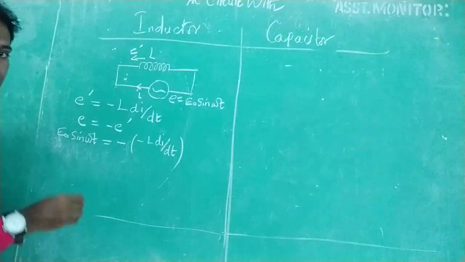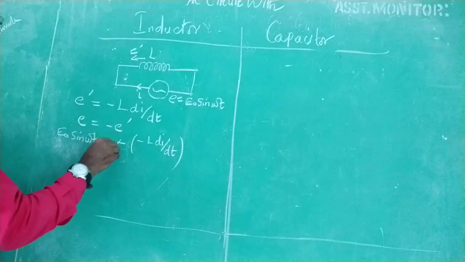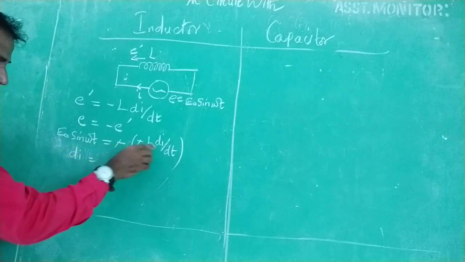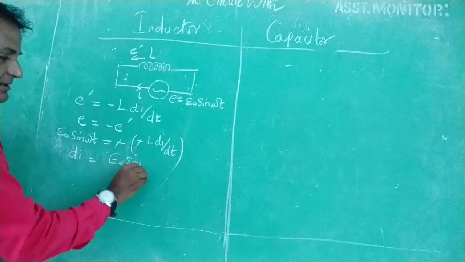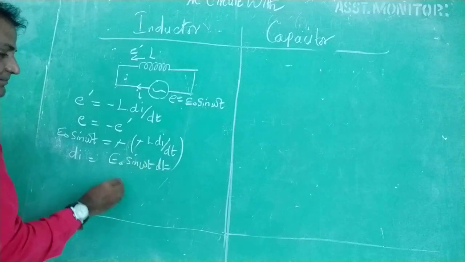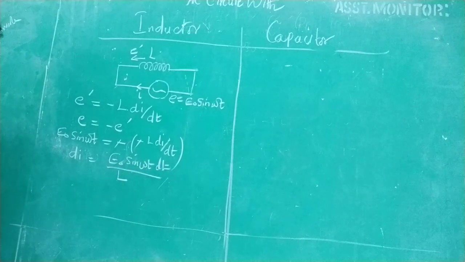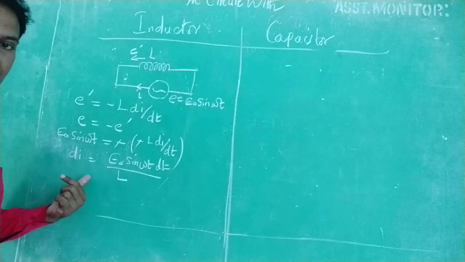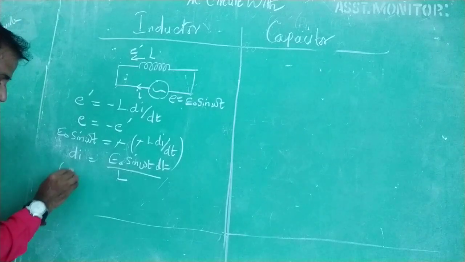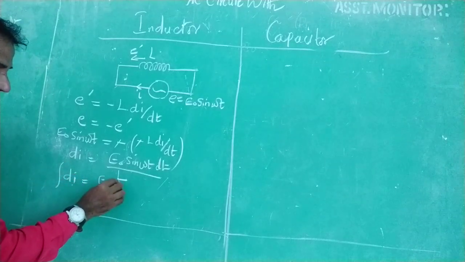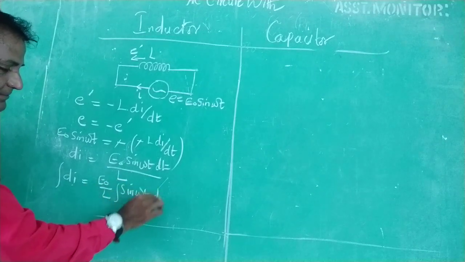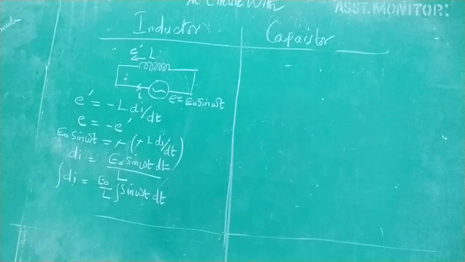Our aim is to find out the current I. So this gets cancelled. So I put di is equal to E naught sine omega t dt by L. In order to get the total I, I would integrate on both the sides. E naught by L integration of sine omega t dt. Right?